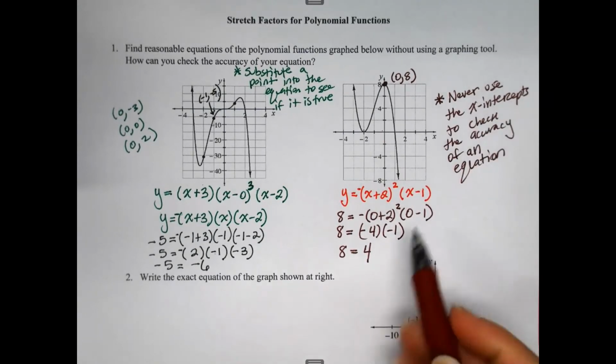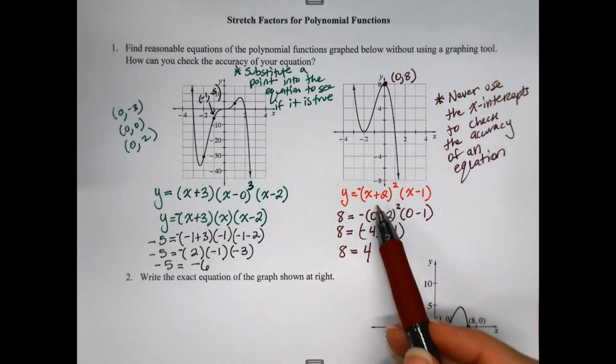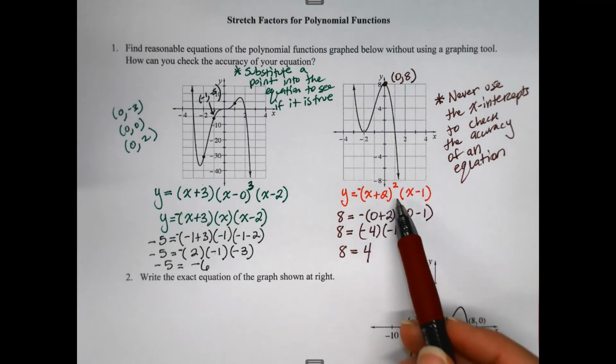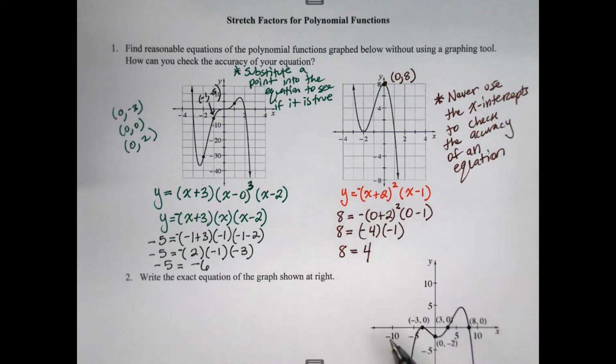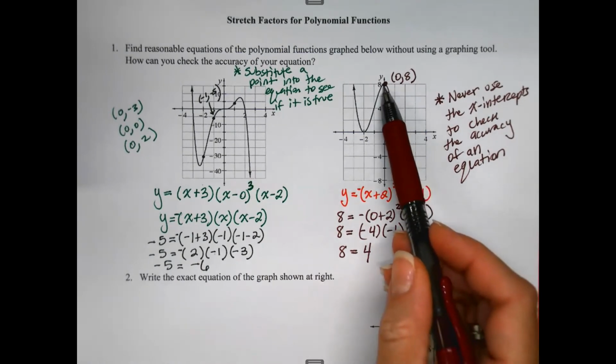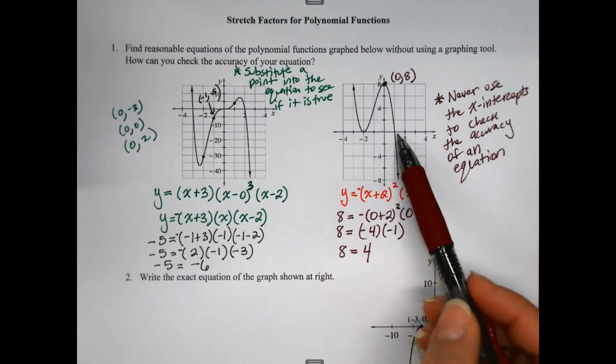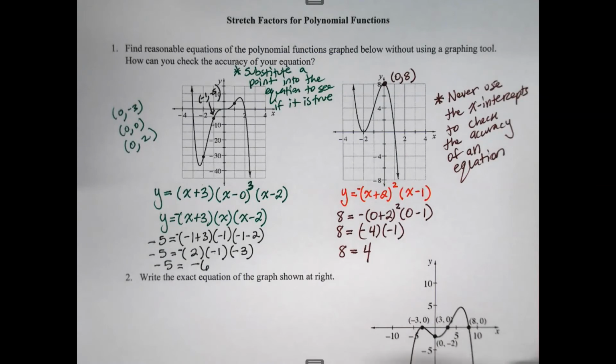Since if we substituted in an x-intercept, you're going to end up with 0 here, and then everything would be multiplying together to get 0. So it would not matter what your a is. So always make sure you're using something other than the x-intercepts. In this case, we used a y-intercept. A y-intercept is fine. Just do not use those x-intercepts.